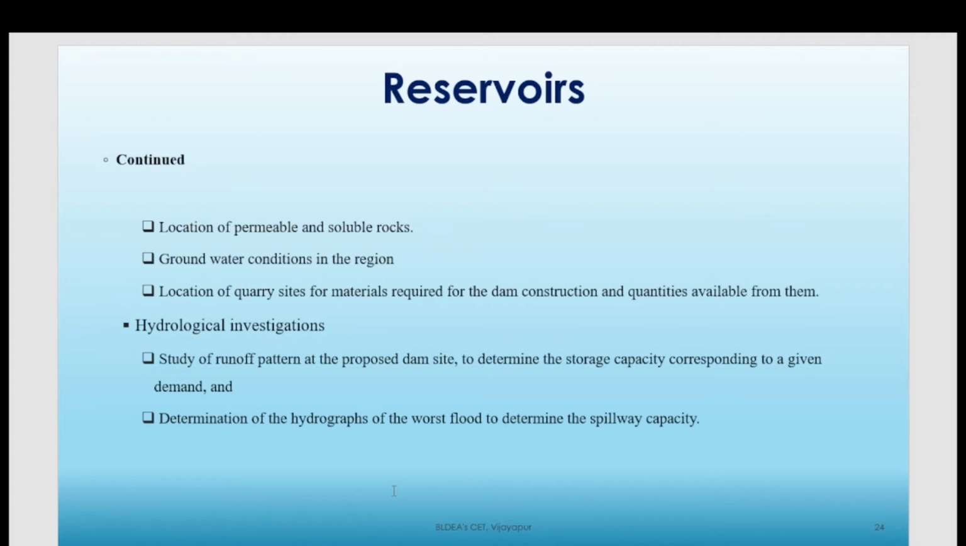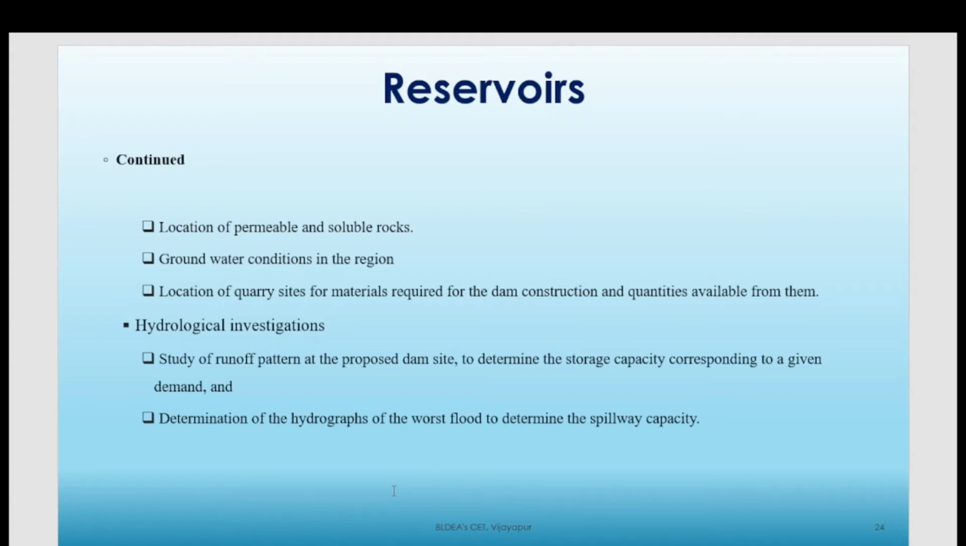So we understood the engineering surveys that are to be done, then the geological investigations which are to be carried out. After that, coming to the important point, which is hydrological investigation. So what is hydrological investigation? The point is very simple. There is a demand for water from the users, and you are coming up with a reservoir. You have to understand whether the hydrological conditions are feasible or not.